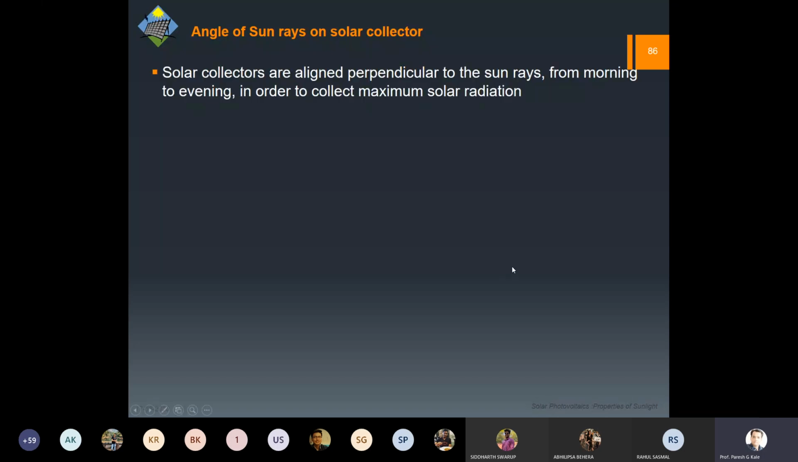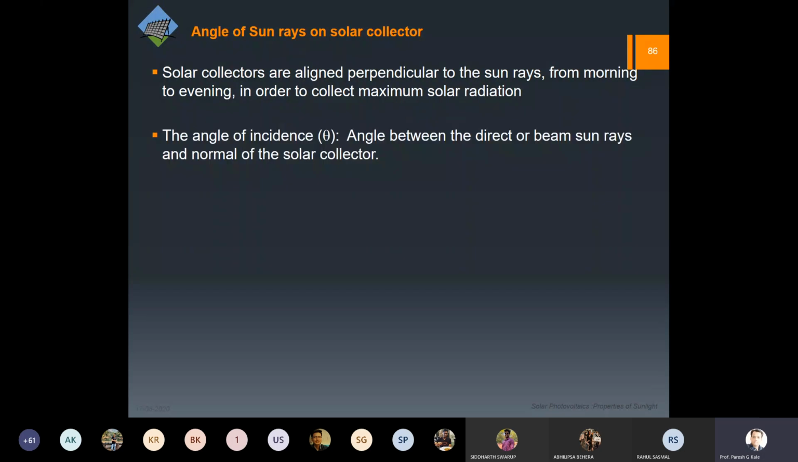So solar collectors, again, collector means both thermal as well as PV. The geometry applies the same to them. So from morning to evening, we want to collect the maximum solar radiation. As I've said, tracking is one thing, but tracking will add extra money. So even if we have to track it, we need optimization, I mean adjustment throughout the day.